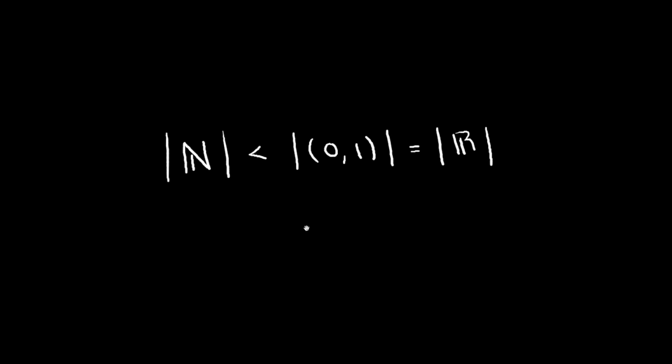In today's video, we will establish the following relationship between the sizes of three different infinite sets. We will show that the cardinality of the set of natural numbers is strictly less than the cardinality of the open interval from 0 to 1, which actually has the same cardinality as the entire real number line. I find this relationship quite interesting because it shows that there are different kinds of infinities, some larger than others.